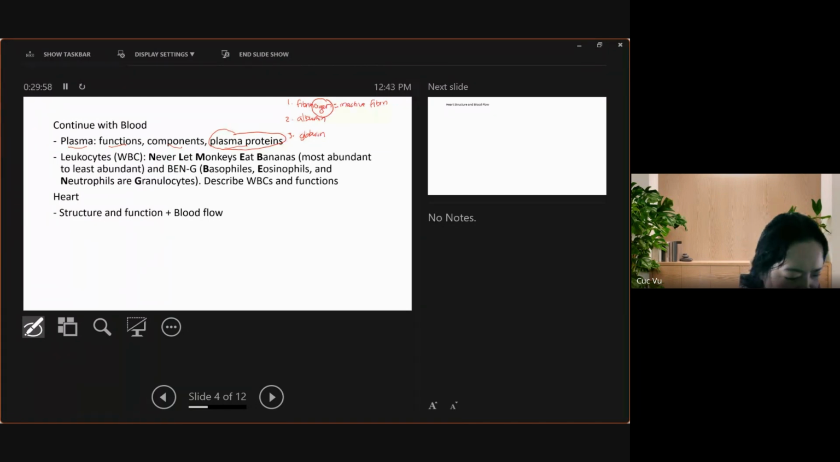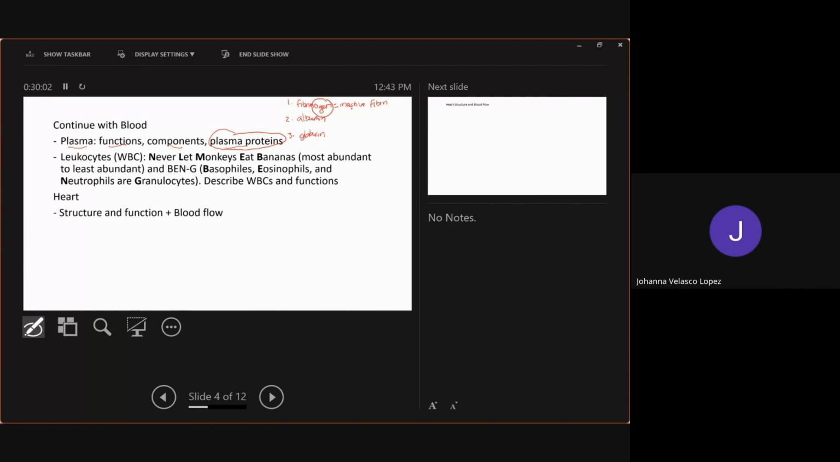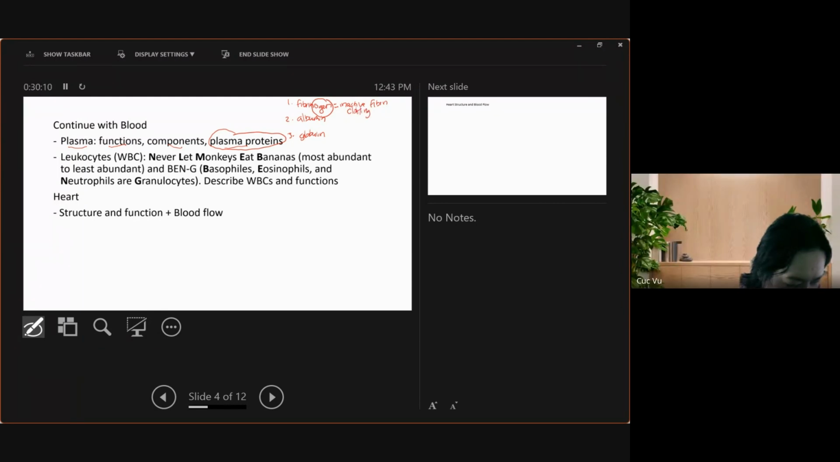Okay, yeah. So fibrin, what does fibrin do? Creates like a mesh on your skin whenever you cut yourself. Yeah, it's a clotting factor. Okay, great. How about albumin? What does albumin do?